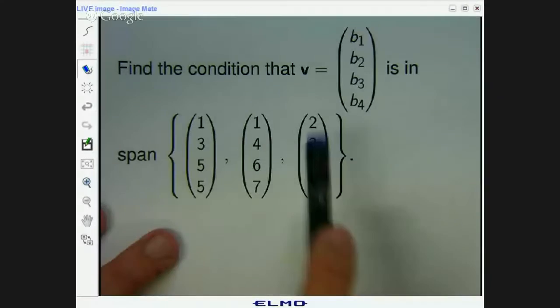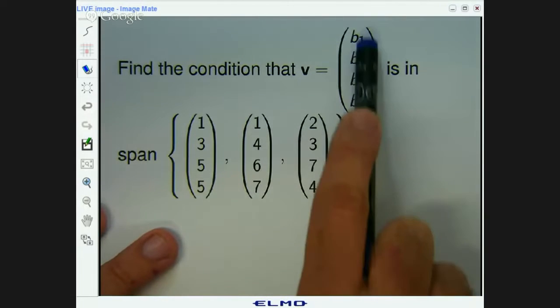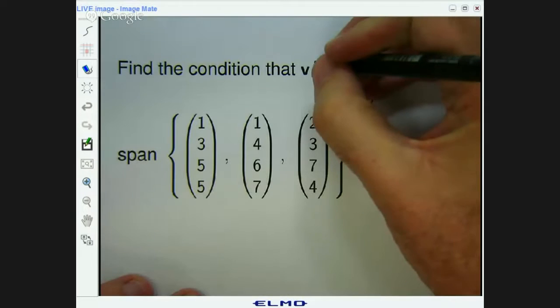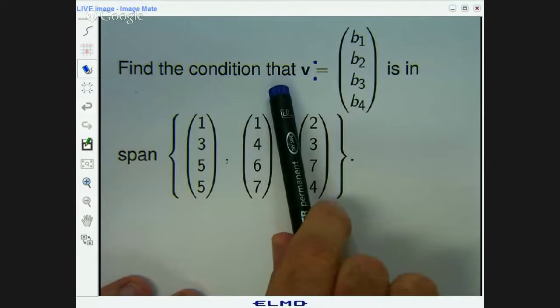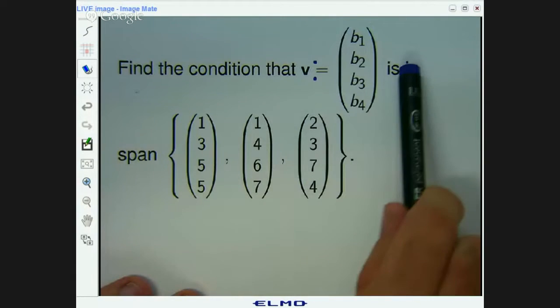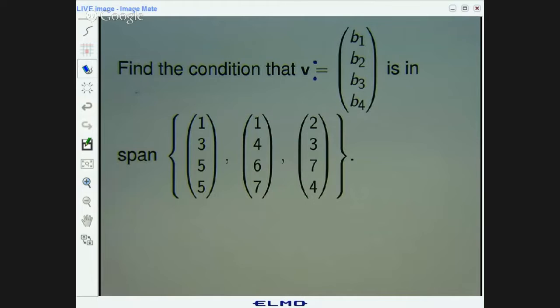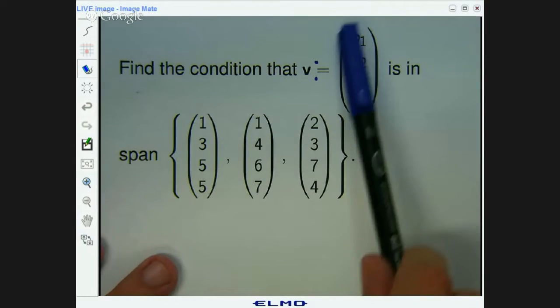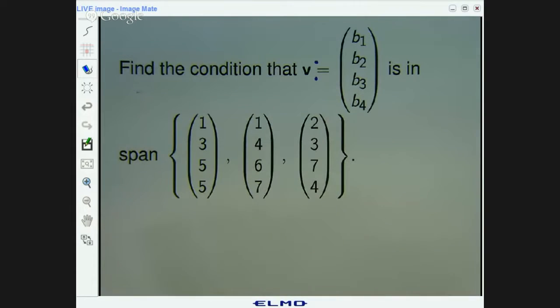Here is the example we are going to discuss. We've got a vector. We don't know what B1, B2, etc. are, but we're asked to find or determine the condition or conditions that this vector lies in the span of these three given vectors. Okay, so first we've got to understand what this question is trying to ask of us and then how to actually solve it, right?